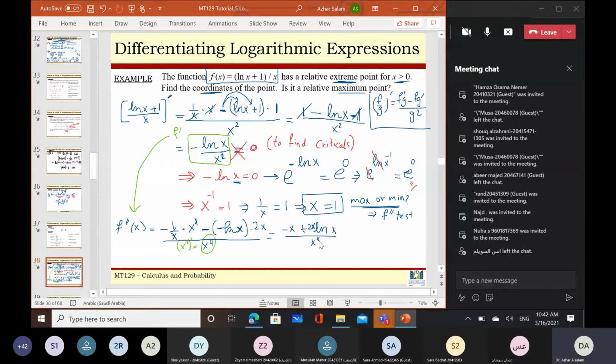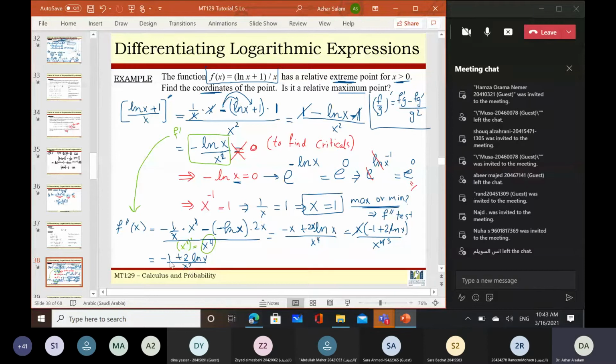Divided by x to the power 4. I can take x as a common factor here. It will remain minus 1 plus 2, only 2, right? Yes, 2 ln x divided by x to the power 4. I can omit one x from the top with one x from the bottom, so it will leave only 3. So the second derivative will equal minus 1 plus 2 ln x divided by x to the power 3.